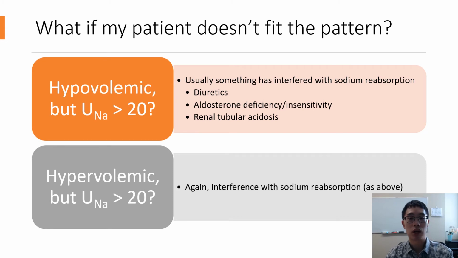Aside from, of course, not getting your volume status correct, the reason for the high urine sodium in a hypovolemic patient is likely that something has interfered with the natural biology of the kidney, specifically interfering with your sodium reabsorption. These typically include medications like diuretics, aldosterone deficiency or insensitivity, or renal tubular acidosis. Similarly, when we have our hypervolemic patient, we usually expect a low urine sodium because of their low effective arterial blood volume, leading to a high ADH and aldosterone state. If the urine studies show a high urine sodium, but the patient is known to be in heart or liver failure, then we again have to be thinking about things that interfere with the sodium reabsorption, the same things we mentioned before.